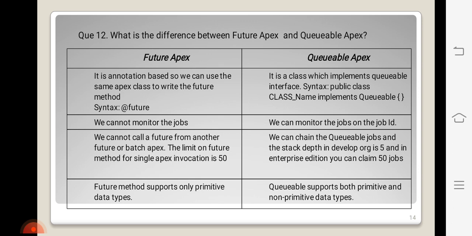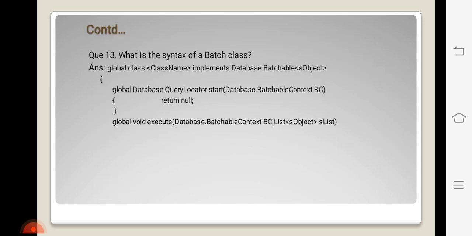We cannot call a future method from another future or batch Apex. The limit on future methods for a single Apex invocation is 50. We can chain Queueable jobs, and the stack depth in a developer org is 5, while in enterprise edition you can chain 50 jobs. Future methods support only primitive data types, and Queueable supports both primitive and non-primitive data types.